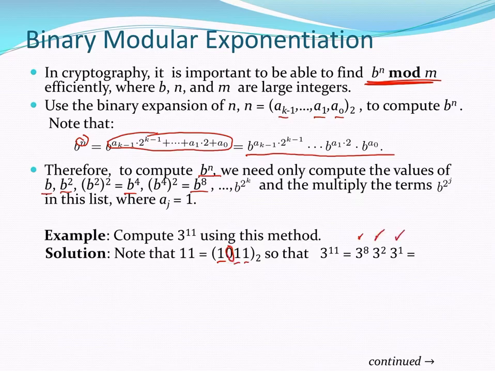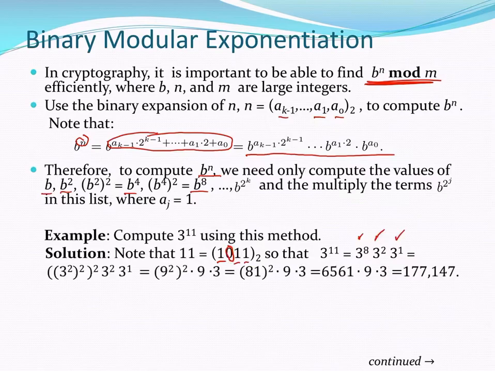Okay, and then note also that I can take 3 to the 8 and make it into 3 squared, squared, squared. So I can get 3 to the 8 by knowing 3 squared, and I can get 3 squared by knowing 3 to the 1st and squaring it. By that iterative approach, I can see that 3 to the 8th is 81 squared, which is 6561. 3 squared, of course, is 9. And 3 to the 1st is 3, to give me 177,147 as my result, 3 to the 11th.